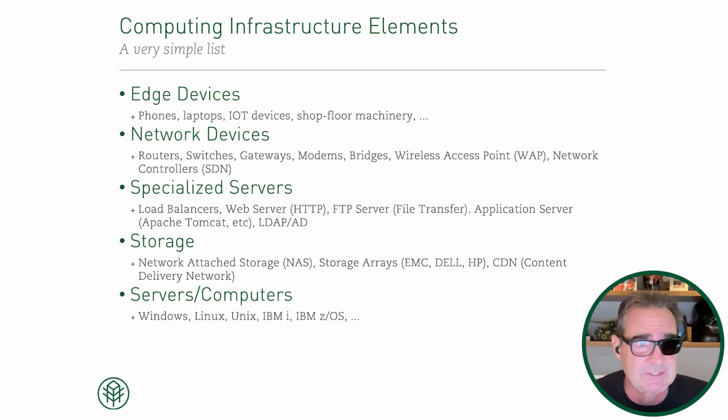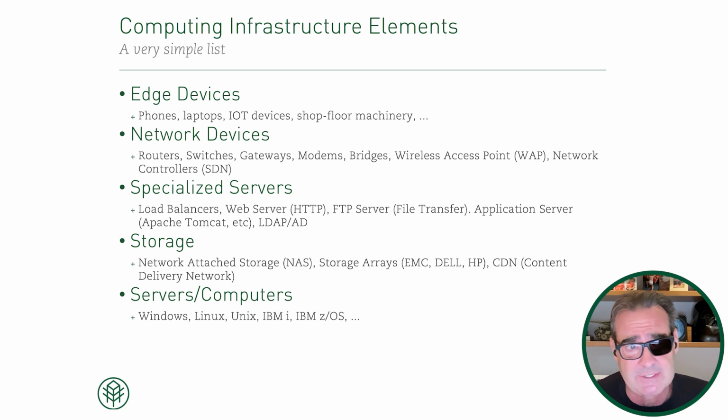First is edge devices. So your iPhone, a laptop, Internet of Things devices, shop floor machinery, anything that's accessing your systems, any device that's connected to your network, is typically going to be considered an edge device, other than core networking devices. They sometimes can be thought of that way as well, but we'll separate them into their own category.